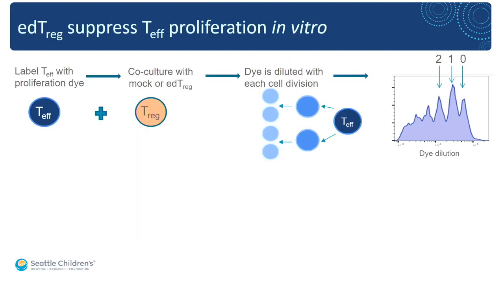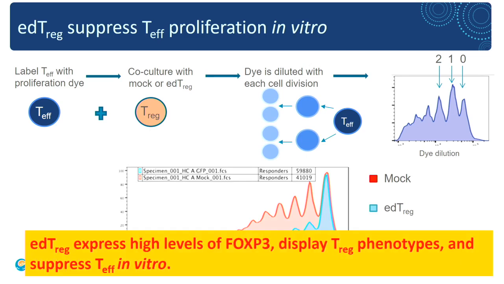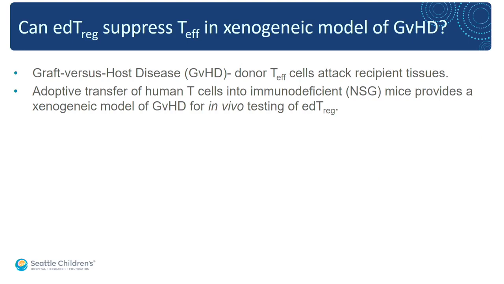So do they work? This is an experiment where you take effector T cells, label them with a dye that gets diluted as they divide, and then we mix them with the edited cells or mock edited cells. As you can see, if we use the mock edited cells, these effectors continue to divide, but if we introduce the edited cells, it blocks their proliferation. So these cells express high levels of FOXP3, they look like a Treg, and they suppress in vitro. So do they function in vivo?